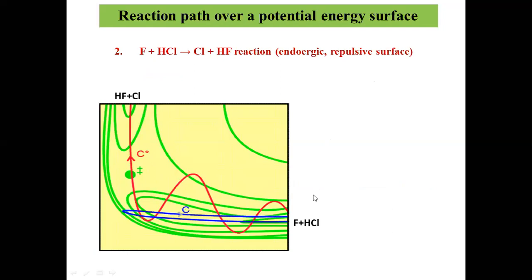Now, look at the endoergic. This is an endoergic reaction, F plus HCl. Here, reactants are here. Look at here. This is the bottom of the well. I'm climbing up along this reaction path.